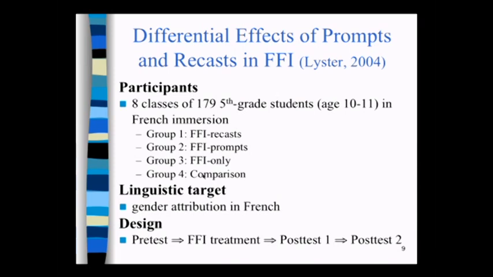So I have to say, first of all, that the students received some form-focused instruction about grammatical gender in French. One teacher during the form-focused instruction only recast. Another one only provided prompts. I also had a control group where the teacher agreed to and was very happy not to give any feedback. And I also had a comparison group. And it had a typical quasi-experimental design with pre-tests, treatment, and 2 post-tests.